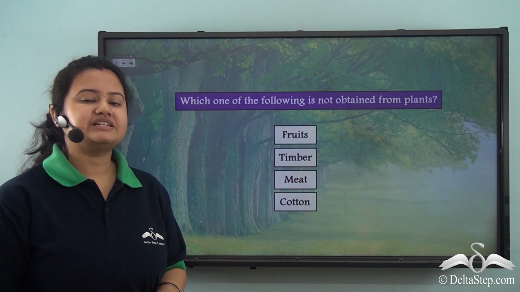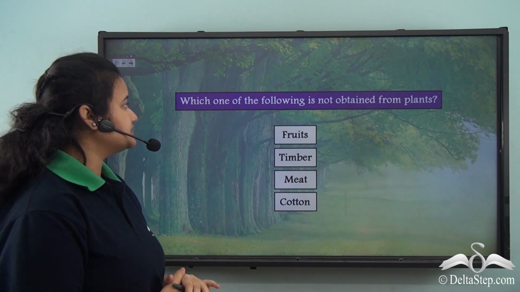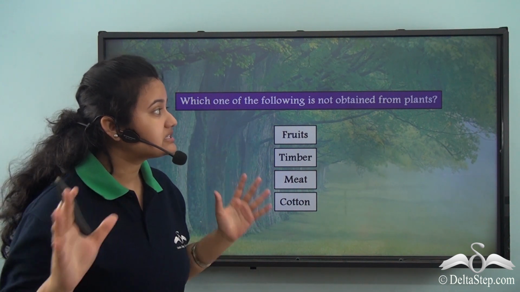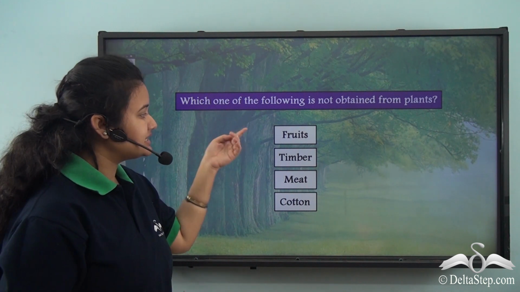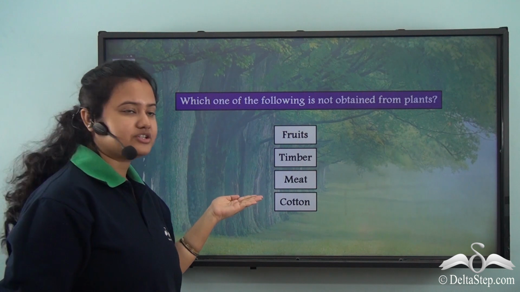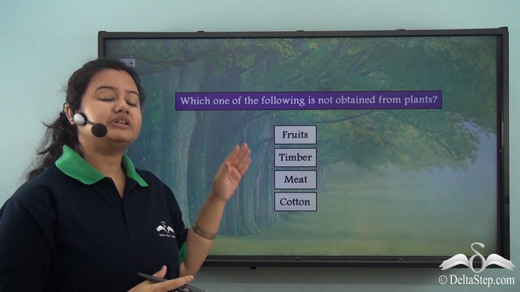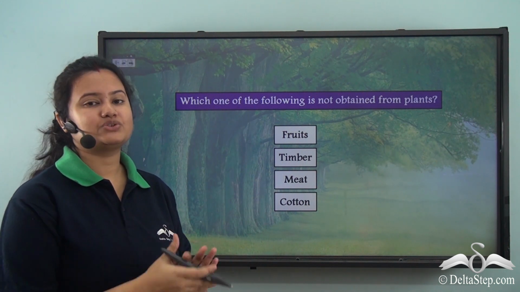Now before proceeding with our lesson, let us try to answer this. Which one of the following is not obtained from plants? And the options given are fruits, timber, meat, cotton. Well, which of these options do you think is the correct one?